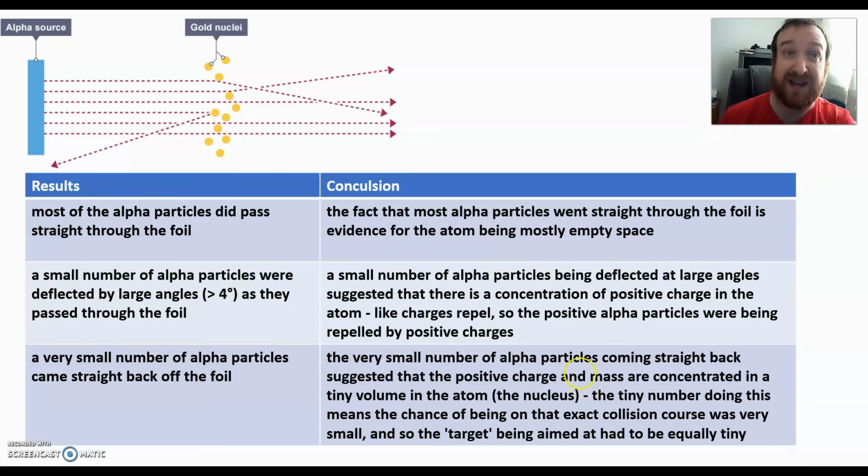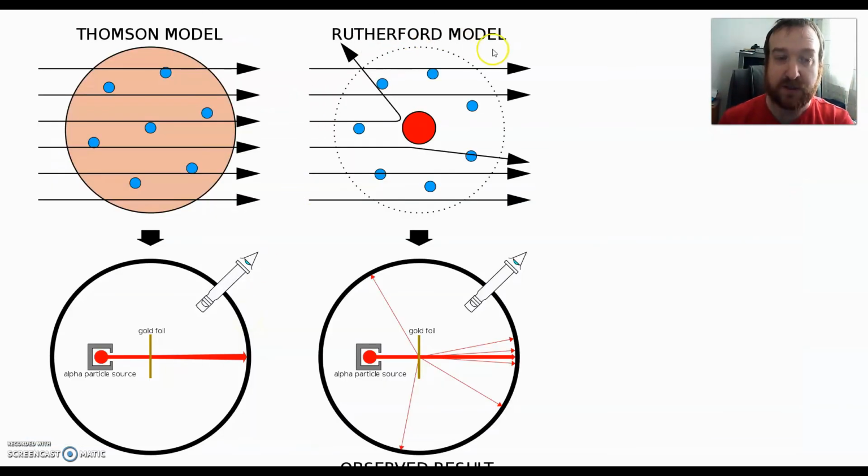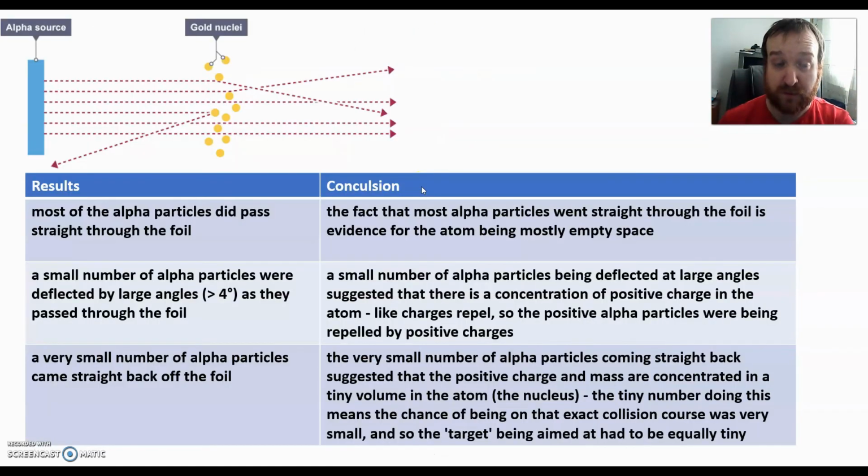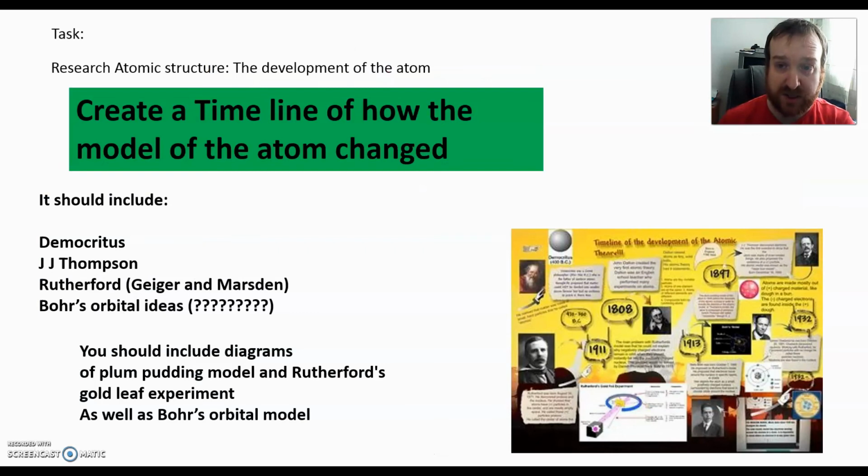Because there are so few of them bouncing back, the chance of this type of collision is very, very small. Okay, so those are the 3 results that you need to know and the conclusions that go with it. So based on this, we change our model of the atom to look like that one that's a little bit more familiar to you. Okay, so your task is to do some research.